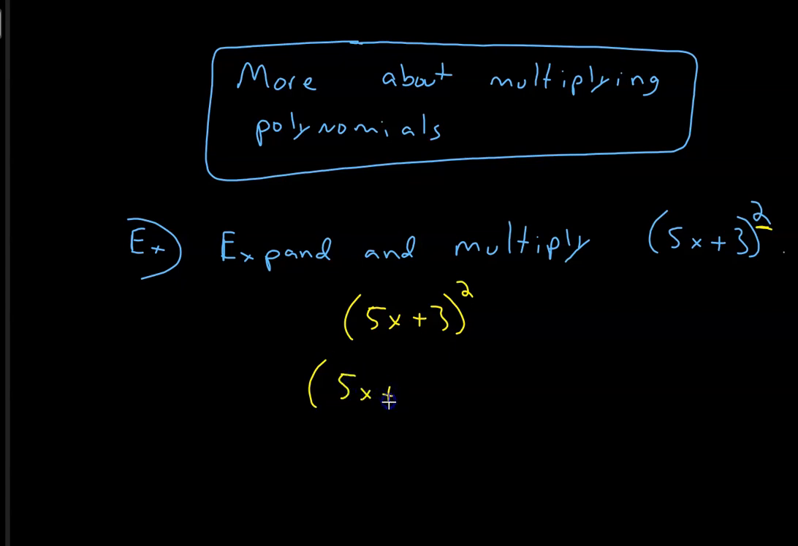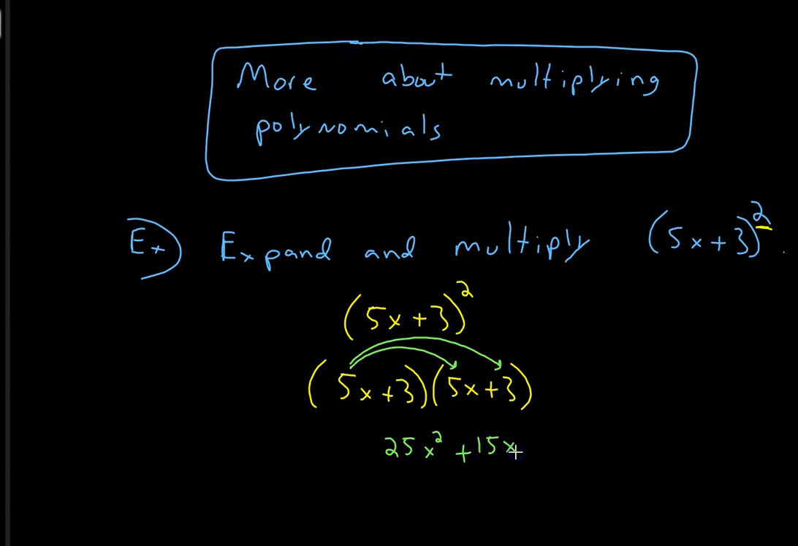So that means 5x + 3 times the exact same thing, right? 5x + 3. So now it looks like one of the ones we multiplied before. That means (5x + 3) times (5x + 3). So if I multiply that, I can take 5x times 5x and 5x times the 3. So that should give me 25x squared, and then 5x times 3 is a 15x.